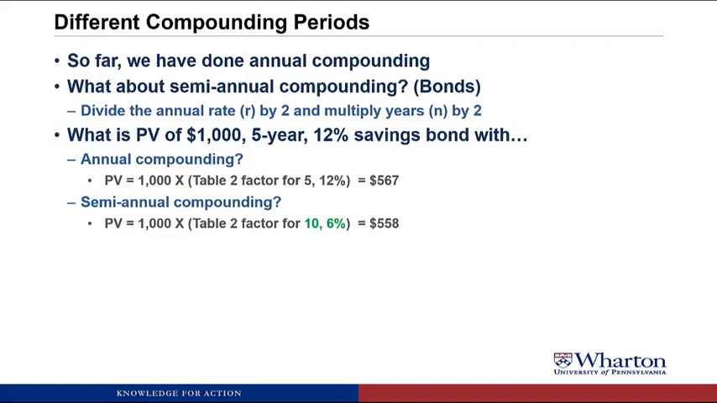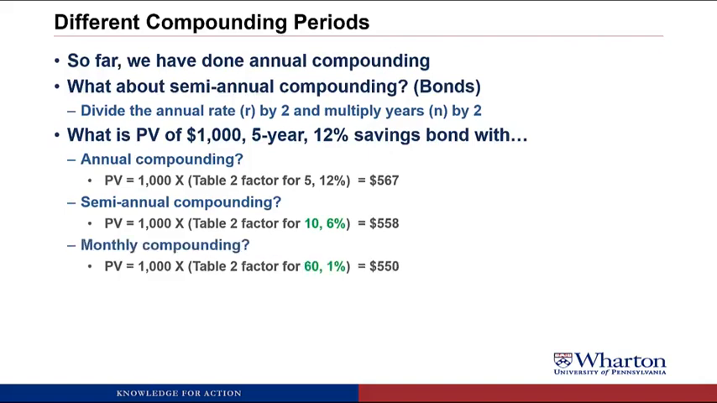Now, if this was semi-annual compounding, which is more typical for the bonds we're going to see, it's the same formula. Present value equals the future value of 1,000 times. Now we want to do 6% for 10 periods. So we have, instead of 5 years, we have 10 semi-annual periods, 10 half years, and we don't get 12% for each half year. We only get 6%, and we get a different present value, 558.